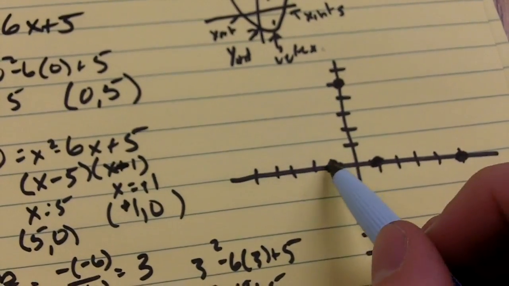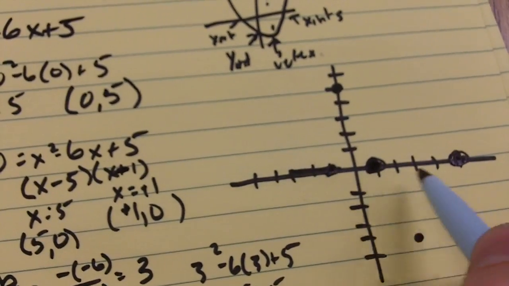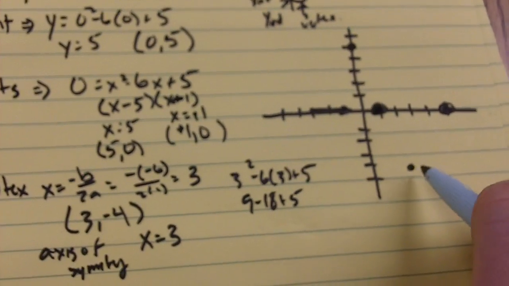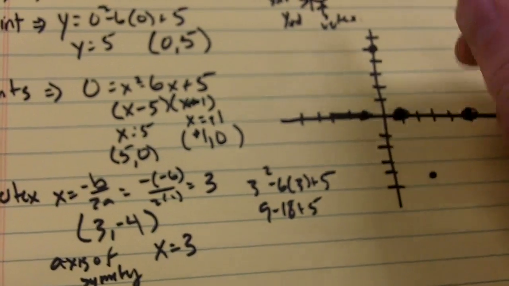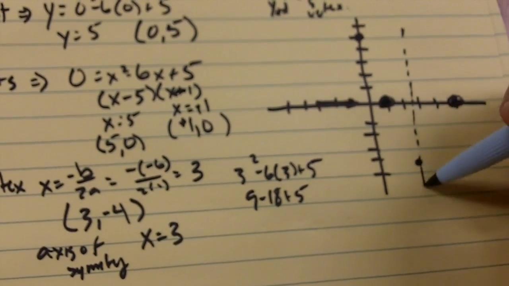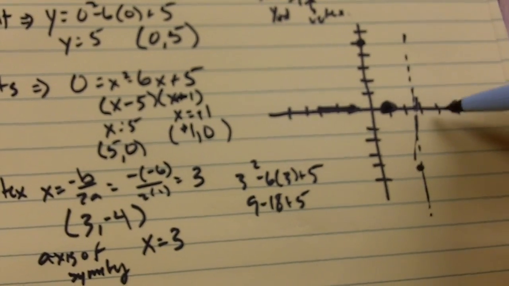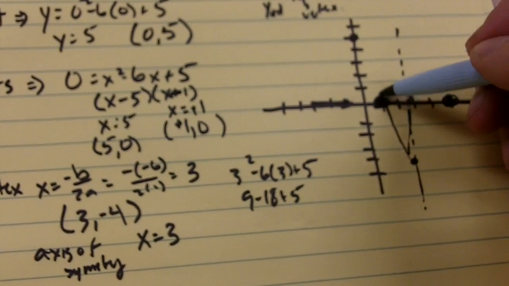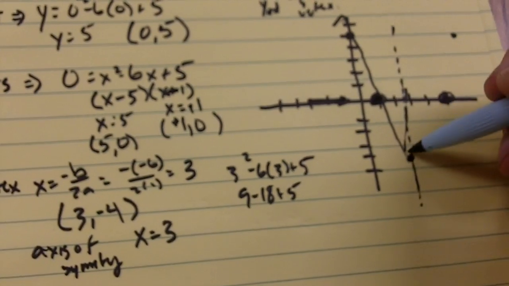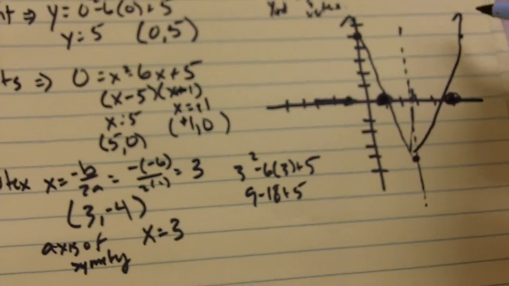So we have x-intercepts here and here at (1, 0) and (5, 0). I have a vertex at (3, negative 4), and I have a y-intercept at (0, 5). This also means that my axis of symmetry is going to come right through there, and these are equidistant on either side. I have that point, I have this point. Because this is my y-intercept, there should be another one over there. And so I can come around and do that on this side too. And there's my parabola graphed.